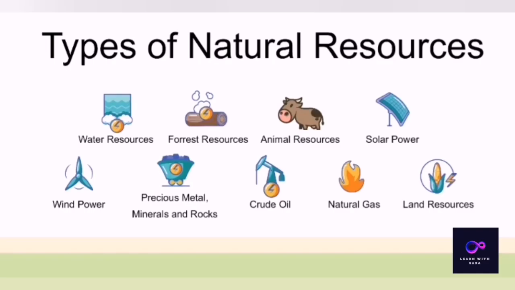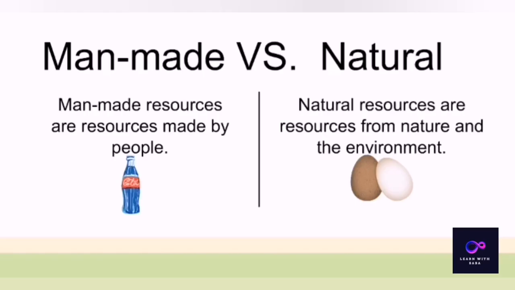The next one is man-made versus natural. Man-made resources are the resources made by people, like artificial things such as plastic and glass. They are all man-made. And natural resources come from nature and the environment. They are all present naturally in our environment for human use.